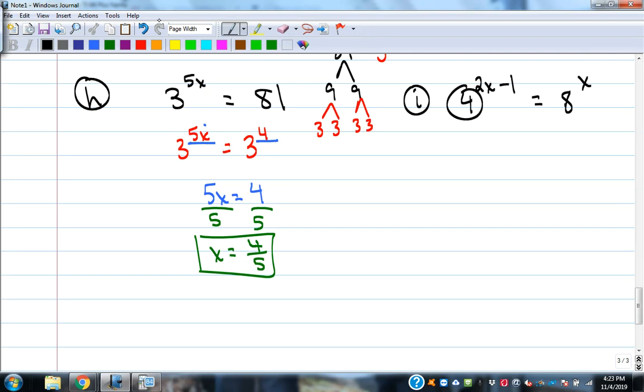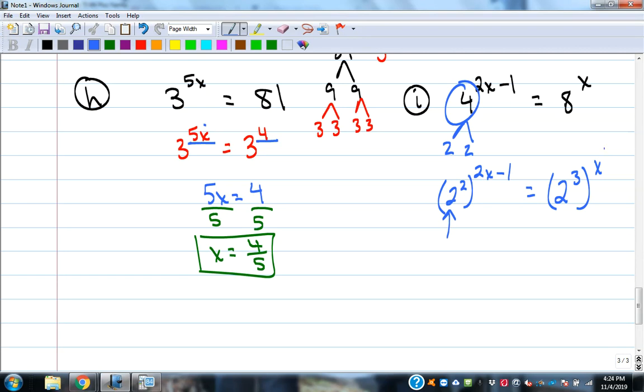So when I look at that, I look at the 4 and say, okay, it's not prime. So I'm not even going to think about the 8 until I get the 4 fixed to be a prime number. So I'm going to break down the 4. It's 2 and 2. So it's 2 squared to the 2x minus 1. And then now on the left-hand side, I've got a base that's a prime number. And then I want to think, how can I rewrite 8 with a base of 2? It would be 2 to the 3rd power. 2 times 2 is 4 times another 2 is 8.